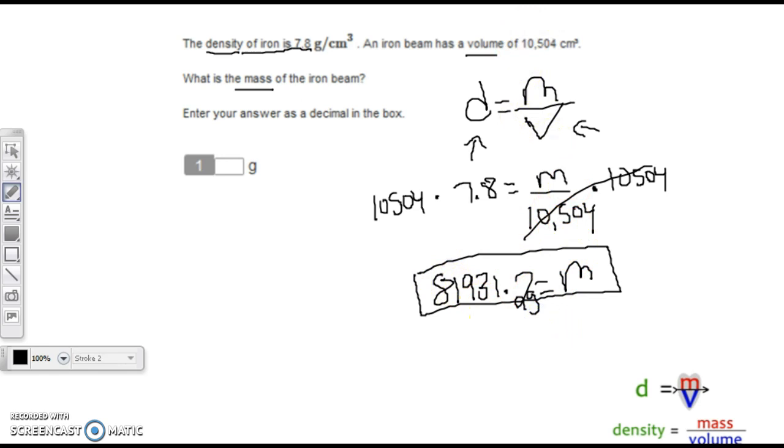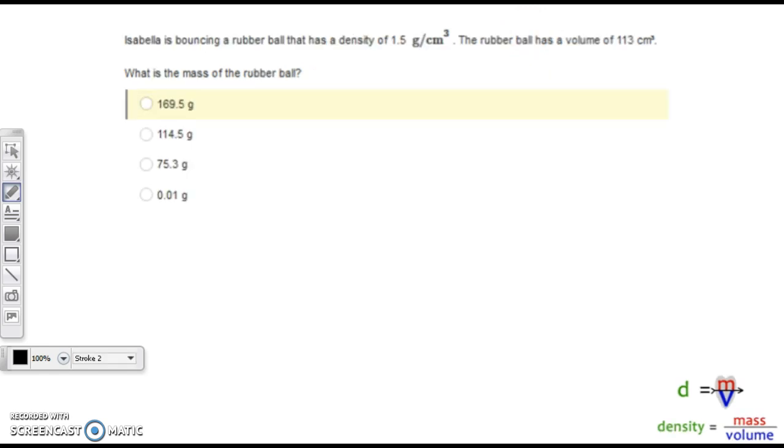Okay. Isabella is bouncing a rubber ball that has a density of 1.5 grams per centimeters cubed. The rubber ball has a volume of 113 centimeters cubed. What is the mass of the rubber ball? So again, we're dealing with density, volume, and mass. So we're going to do D equals M over V. Make sure it creates that heart so that you know you have it all in the right spot. And then plug in what you know.